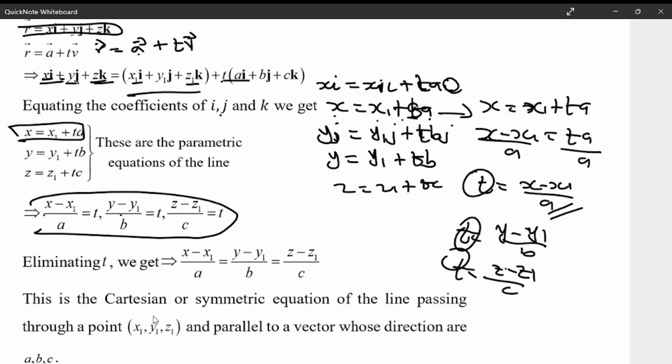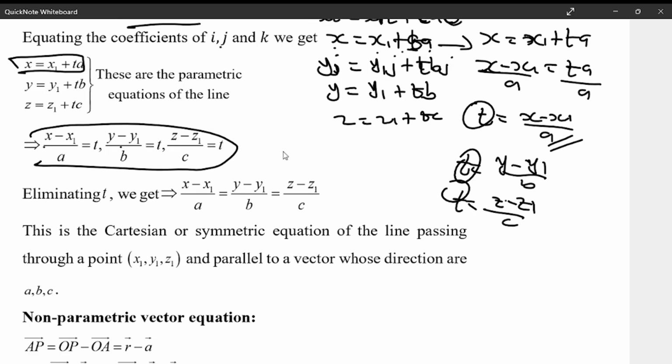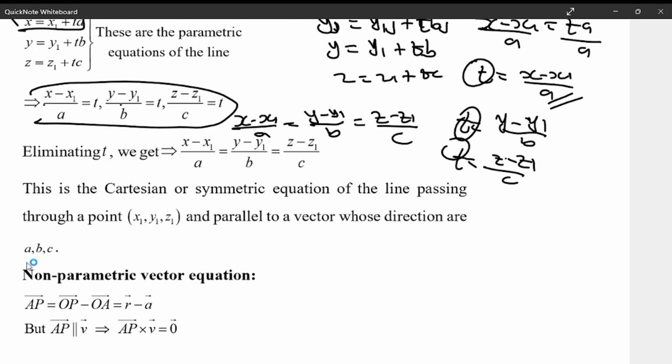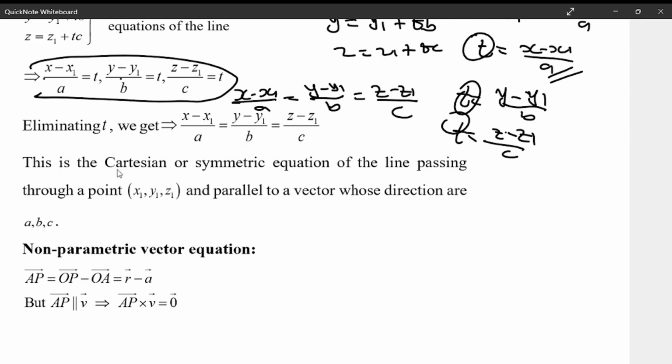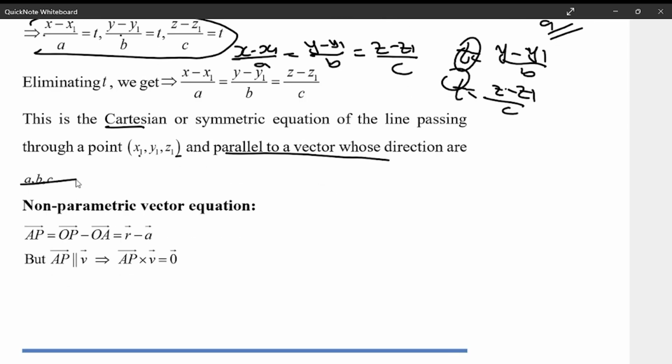If you eliminate all the t's, then it means that x minus x1 over a equals y minus y1 over b equals z minus z1 over c. So this is the Cartesian or the symmetric equation of the line passing through a point x1, y1, z1 and parallel to a vector whose direction ratios are a, b, c.